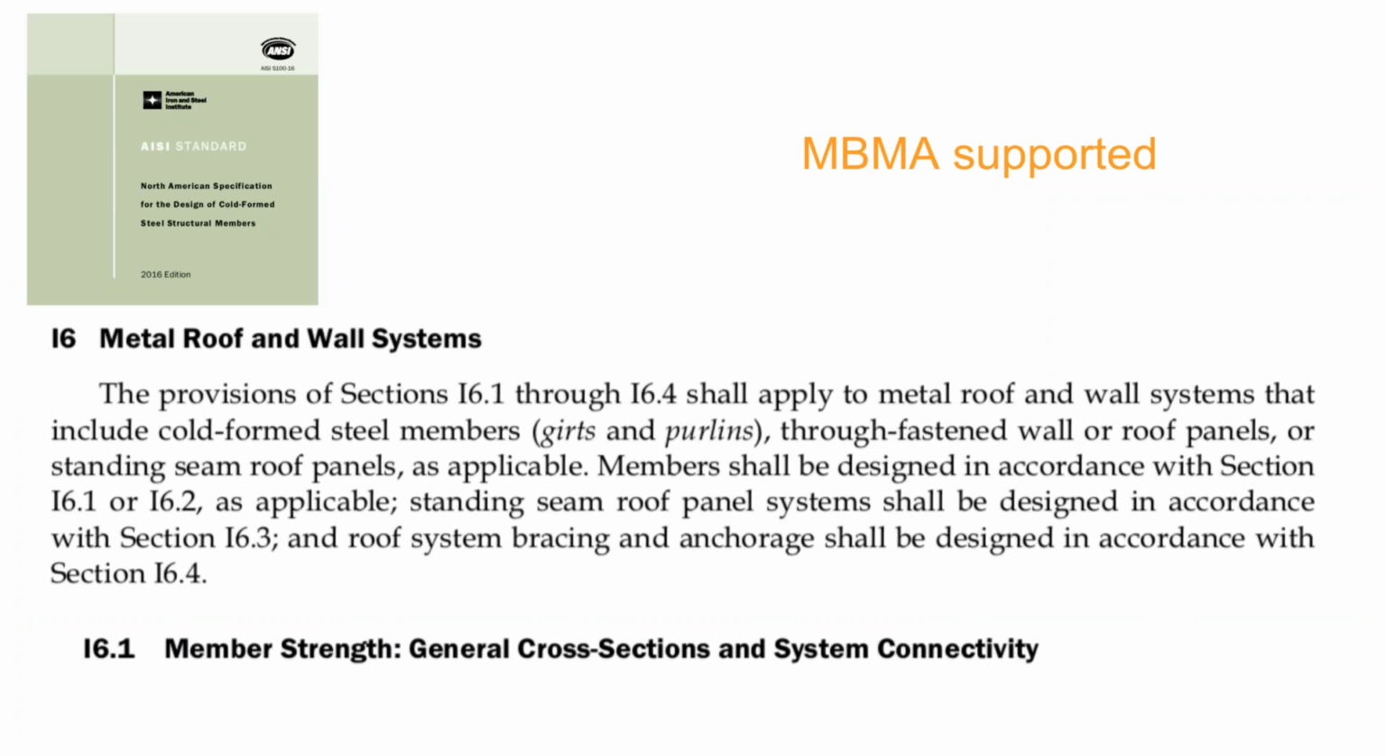So as I mentioned, we're working within the AISI S100 framework, and we're allowed to do that with what is called rational analysis or calculation-based design. In 2016, there was a new section introduced into the I6 for metal roof and wall systems. And you can see it here at the bottom, I6.1, member strength, general cross sections, and system connectivity.